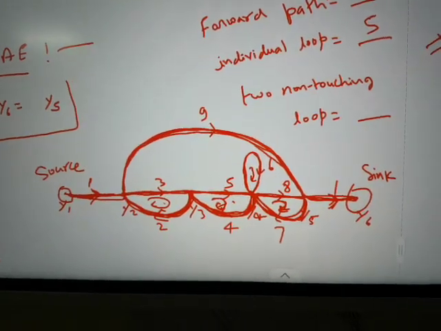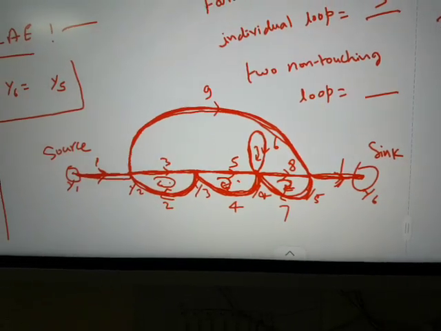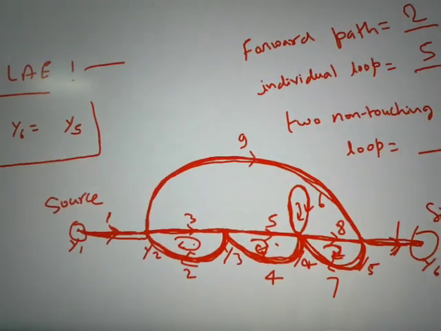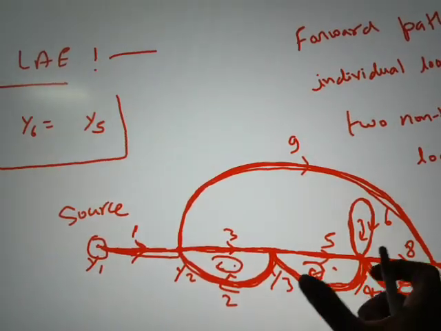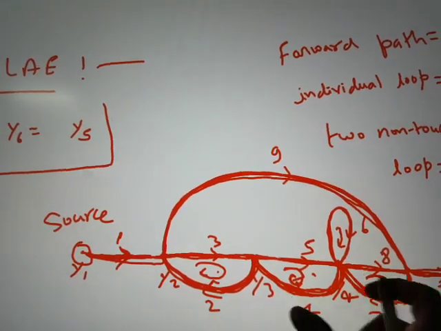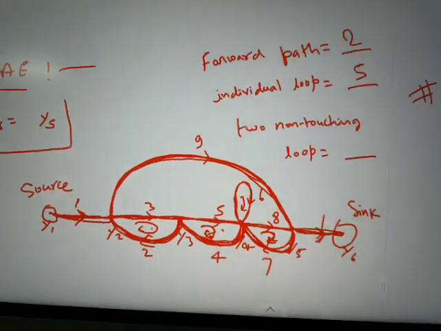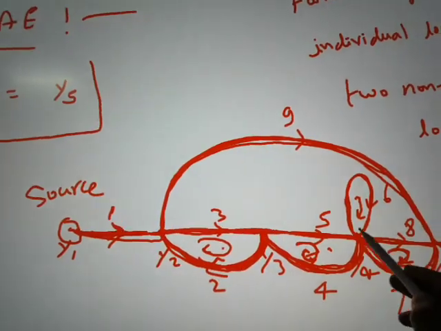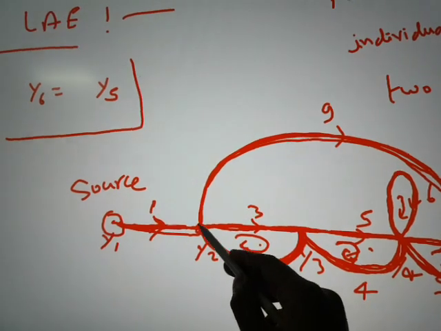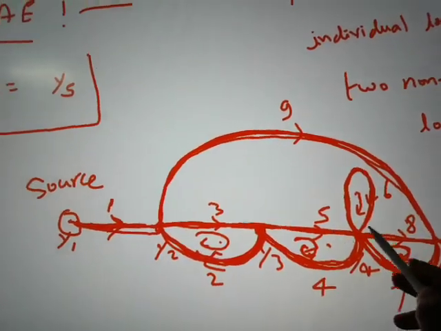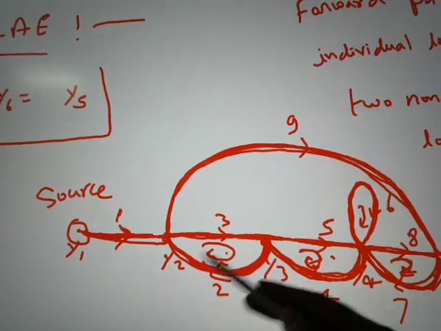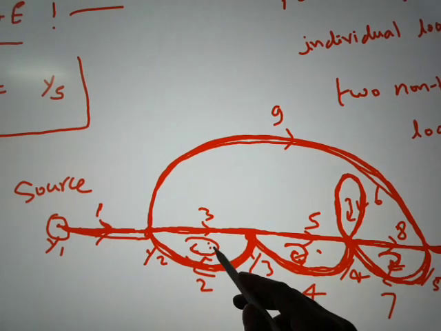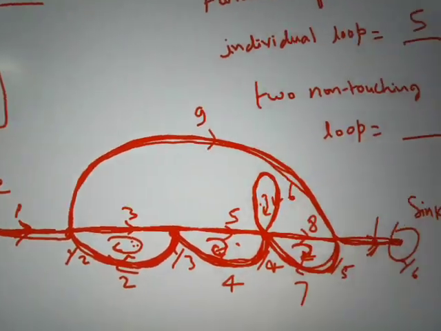Now you tell me the two non-touching loop gain. What is a two non-touching loop gain? Simply, if any two loops have no common node, then we can say that these are two non-touching loops. Now see, for this loop and for this loop, there is no common node. So we can say that this loop and this loop are non-touching loops.